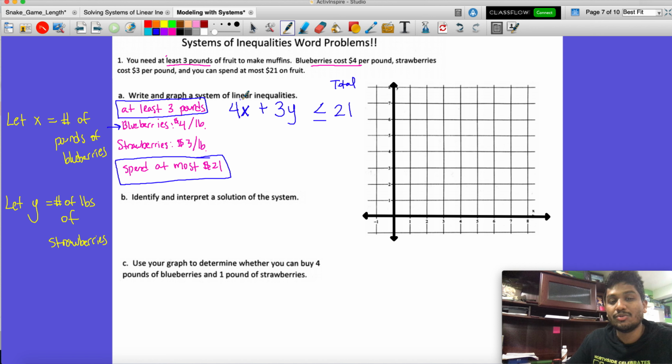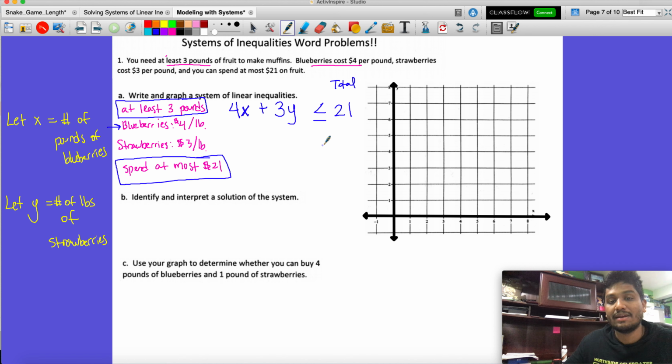So this tells you the total amount that you spend buying a specific amount of blueberries. This tells you the total amount that you spend purchasing a certain amount of strawberries, but when you add them together, those totals must be less than or equal to 21.